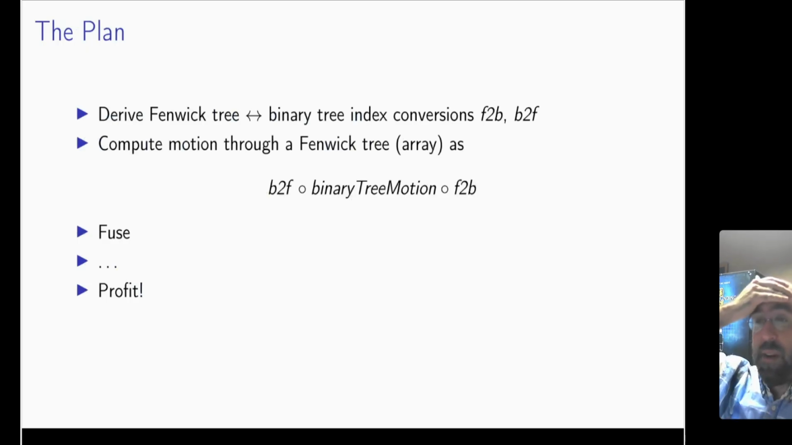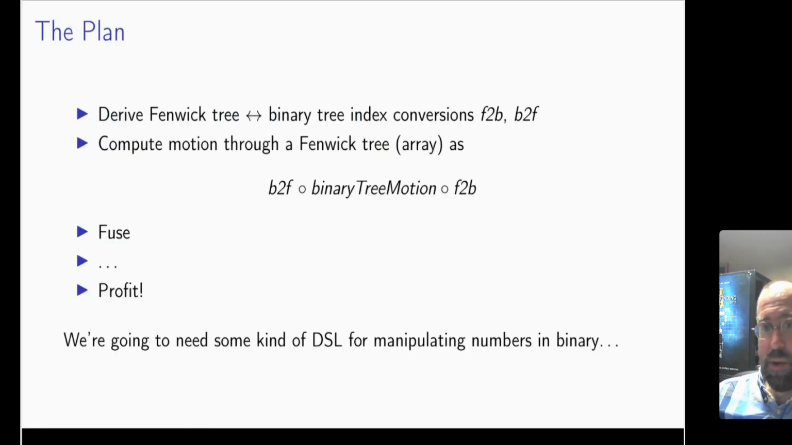So here's the plan. If we can figure out how to convert between this numbering scheme with a full binary tree and the indices in a Fenwick tree array, then we can move around a Fenwick tree by first converting to a full binary tree index, doing whatever moving around we want in the tree, and then converting back. And then hopefully we can fuse these operations together to get some kind of nice way to directly compute moving around in the Fenwick tree.